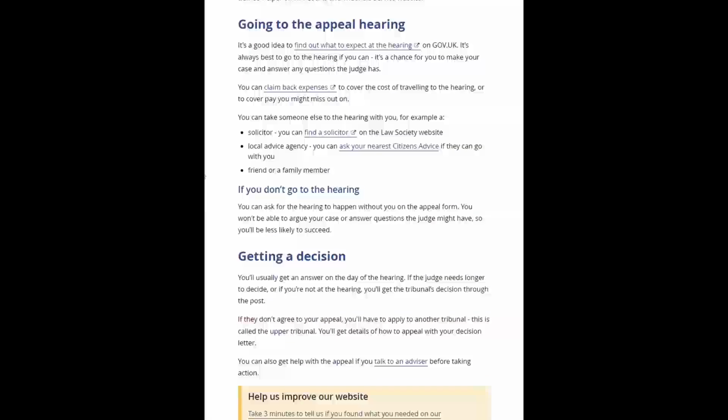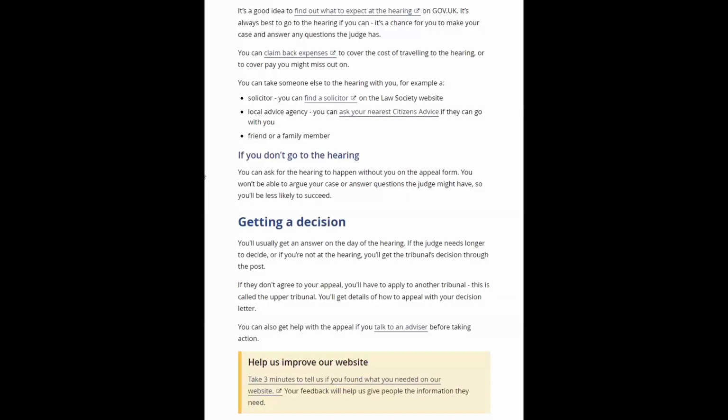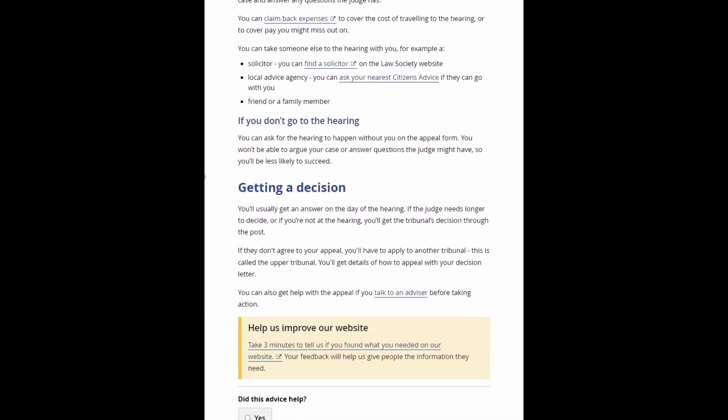If you don't go to the appeal, you can ask for the hearing to happen without you on the appeal form. You won't be able to argue a case or answer any questions the judge may have, so probably not a good idea. And you'll get your decision on the day of the hearing. If the judge needs longer, not at a hearing, then you'll get the decision through the post.